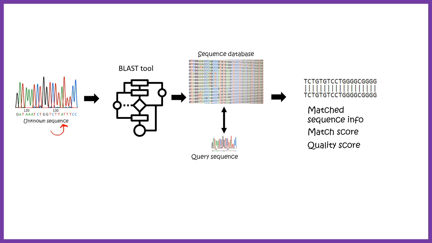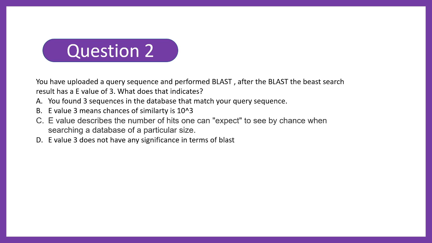So let's go to next question. You have uploaded a query sequence and performed Blast. After Blast, the best search results has a E value of 3. What does that indicate? You found 3 sequences in the database that match your query sequence.